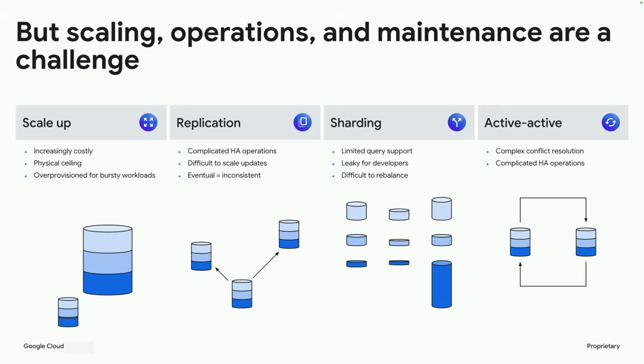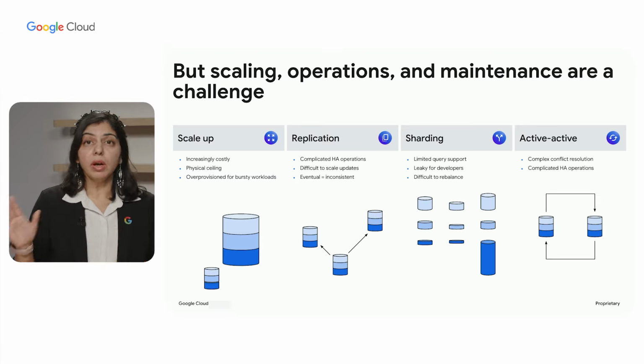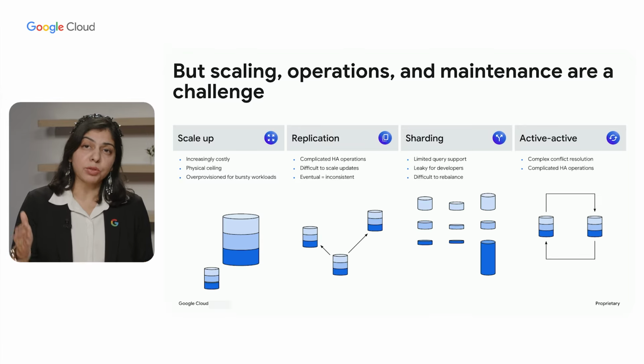But then we can try replication. But what is the problem with replication? It adds more complication for HA operations and also difficulty in scaling and updating these replicas. That's where it eventually leads to an inconsistent state. Eventual inconsistency is what we're talking about. Eventually inconsistent. A polite way of saying, I have no idea what the right number is right now.